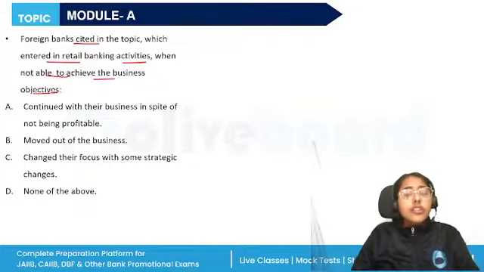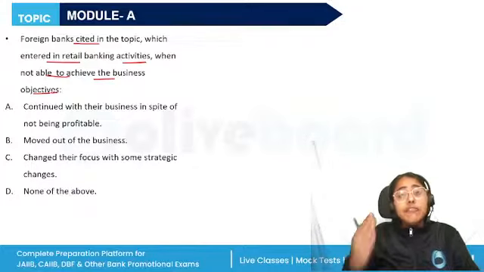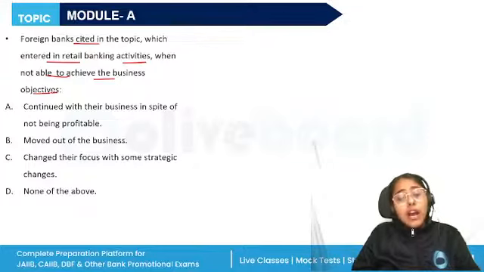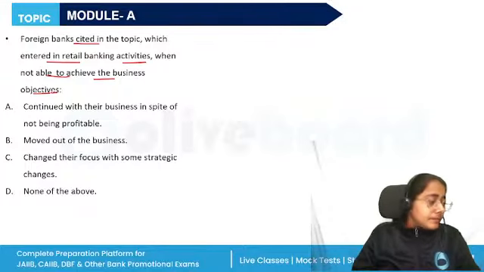So, what was the decision of the foreign banks that entered very aggressively in the retail banking segment, but could not gain profits? What did they do? Did they continue with their business in spite of not being profitable? Or they completely moved out of the business? Or they changed their focus with some strategic changes? Or none of the above?